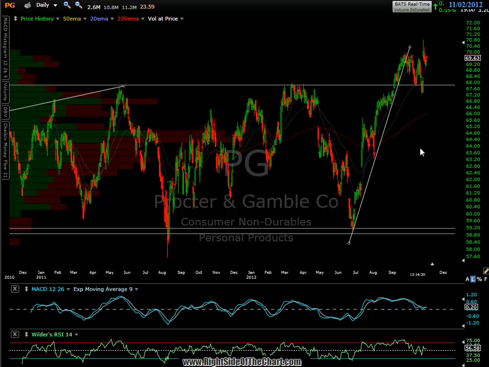Procter & Gamble, one of the bluest of blue chips. Here's what we're looking at. Recently broke out to new highs like so many other things. Came back, retested that level, briefly broke below it, has come back up. You see the sharp uptrend line, prices broke below. Let's take a look. We're looking at a daily chart here, by the way.